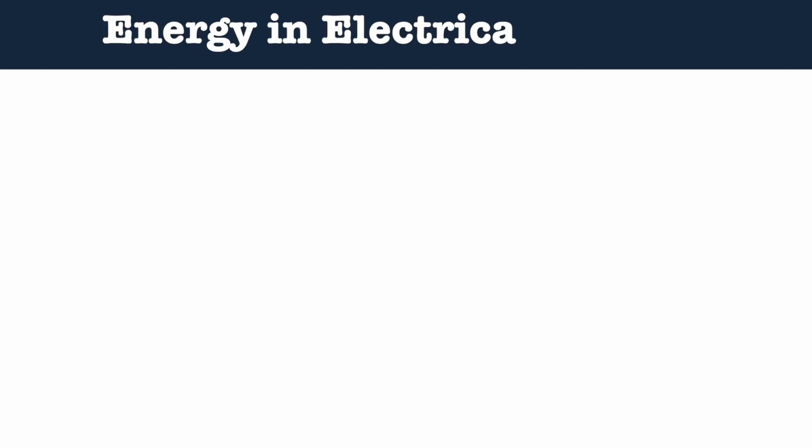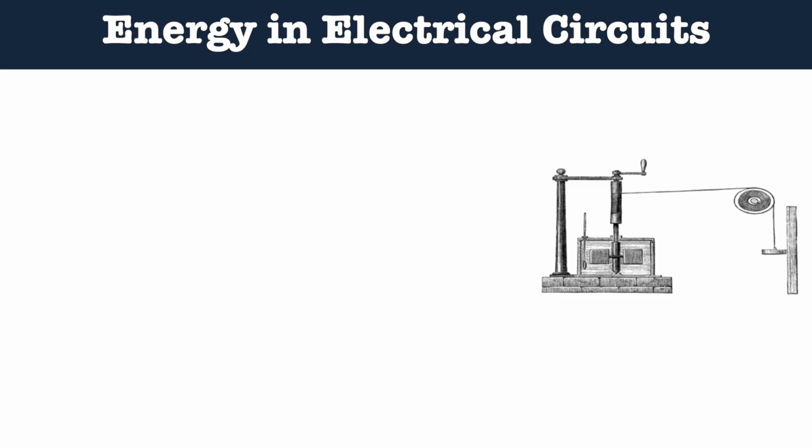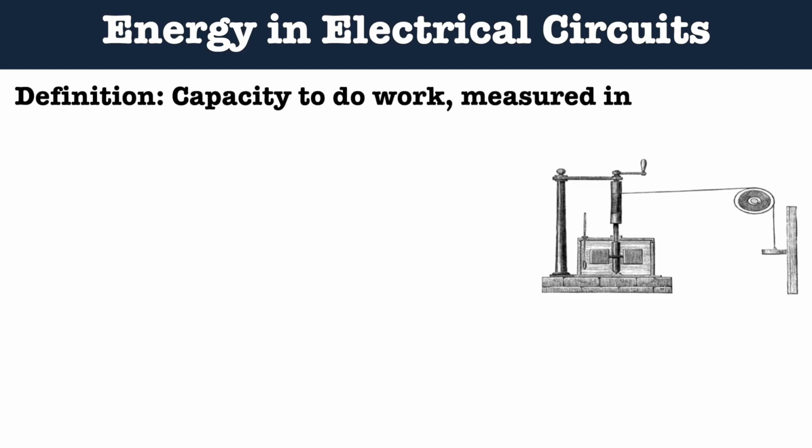Now we will discuss energy and power in the electric circuit. Today we will discuss two crucial concepts in electrical circuits: energy and power. These concepts help us understand how electrical systems do work and consume resources. Energy in an electrical circuit is the capacity to do work. It is measured in joules.